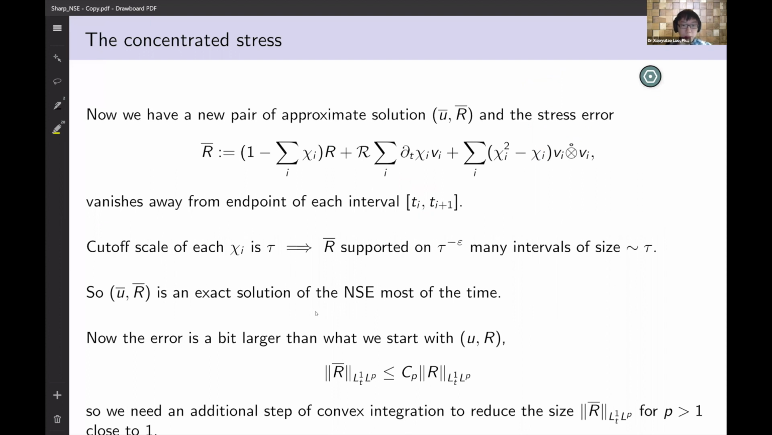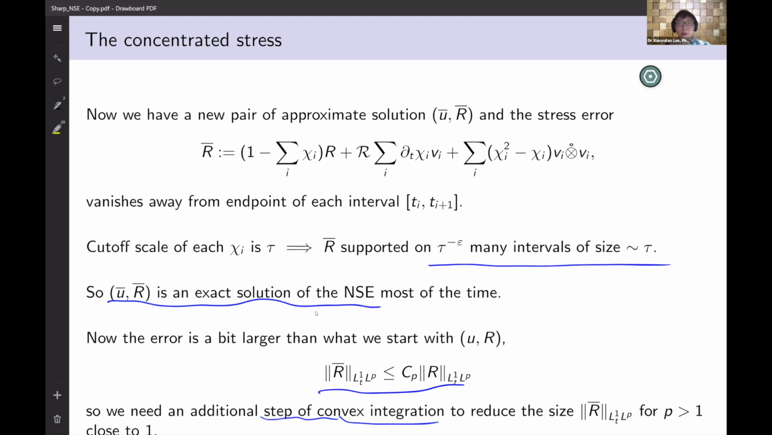Okay, so after this step, I find a new pair of concentrated solution, U bar and R bar. R bar is supported on very small intervals, and it is an exact solution of the Navier-Stokes most of the time. And I have a little bit larger than we start with, but not too much. So we need an additional step of convex integration to reduce the size. So that's our new goal.